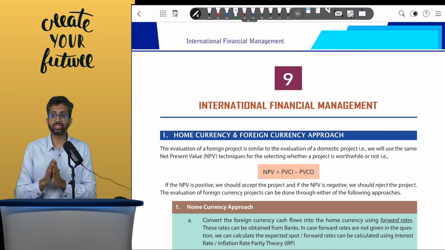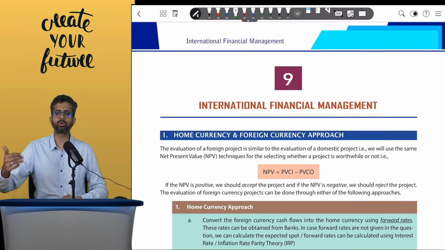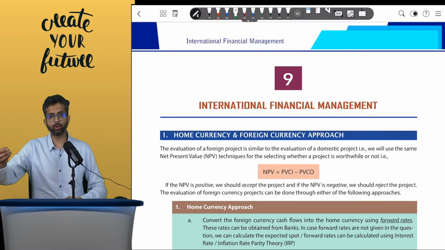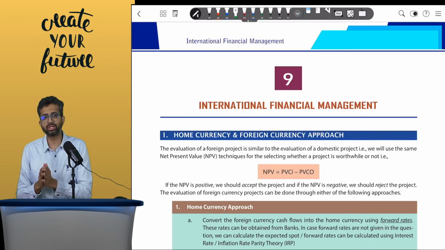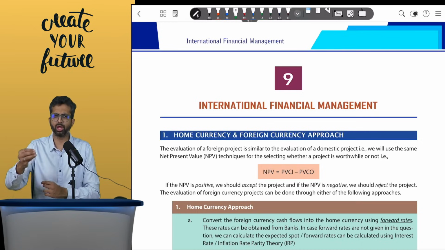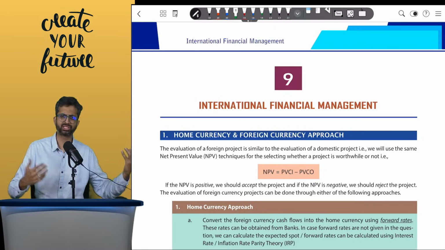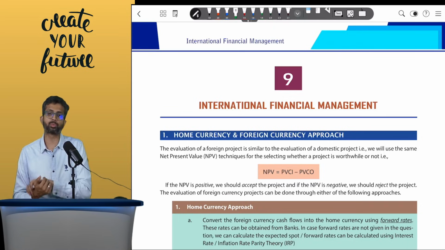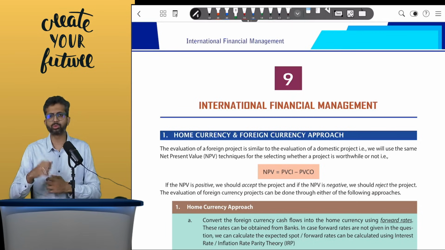So what you will do is you will convert your foreign currency cash flows into your home currency using forward rates. If forwards are given in the question, you will take that, but if forward rates are not given, you will calculate them using the IRP formula and arrive at the forward rates. Get the NPV. If it is positive, accept. If it is negative, reject. Another problem over here can be if I were to solve using the foreign currency discount rate, in which case the cash flows will continue in dollars.